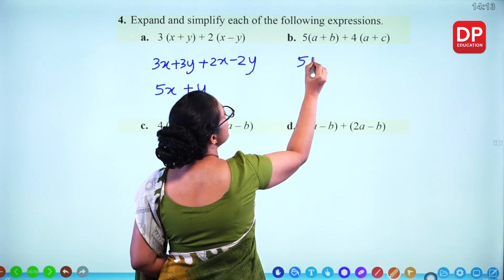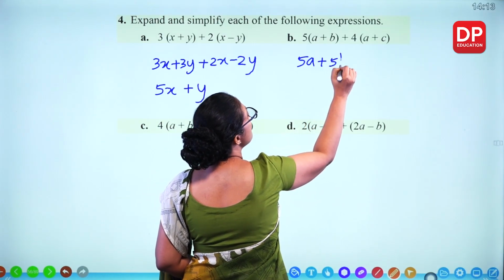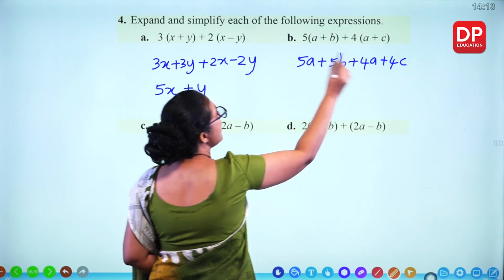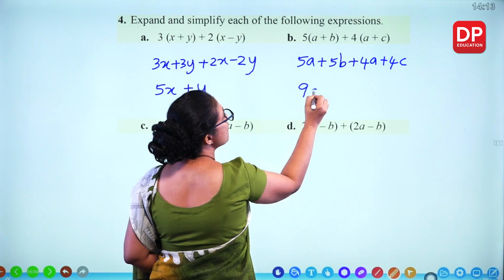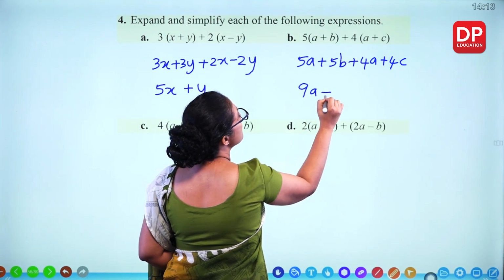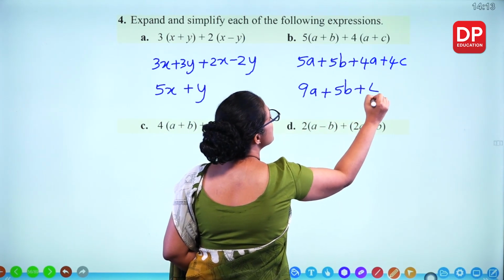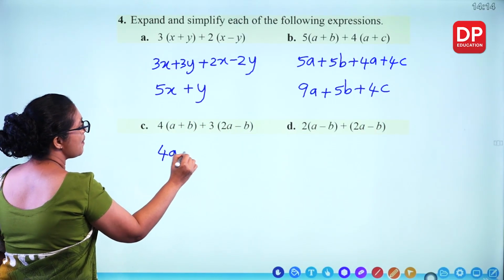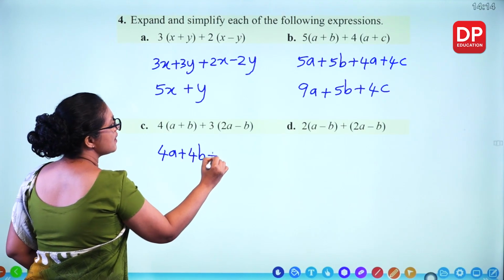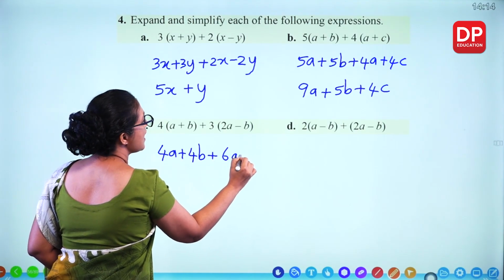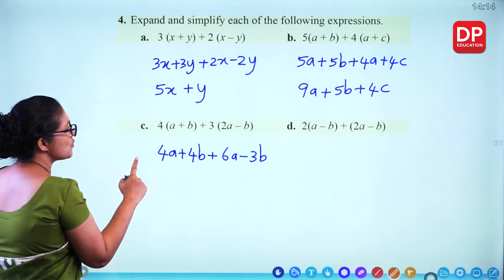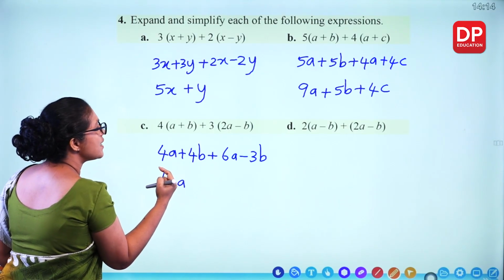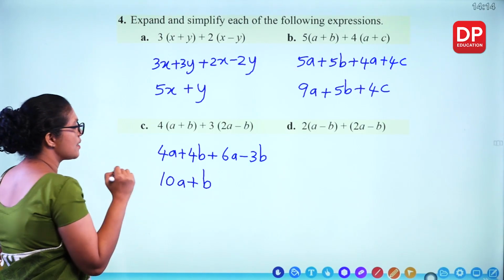Here expand separately and simplify. 5a plus 5b plus 4a plus 4c. Here a terms you can add. 9a, 4 plus 5. 5b and 4c. This one, 4a plus 4b. Multiply by 3, 6a minus 3b. So 4a and 6a, 10a. 4b and minus 3b, that's plus b.